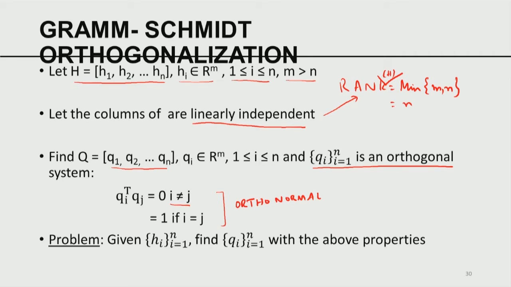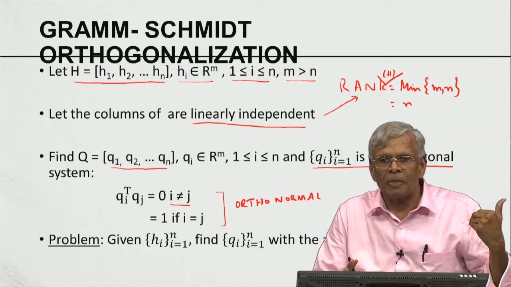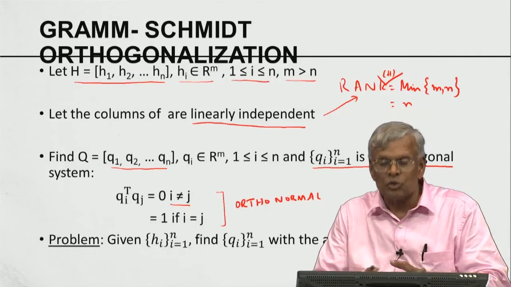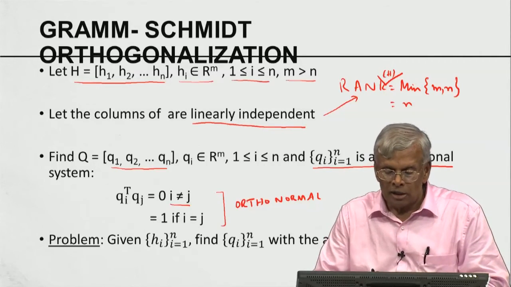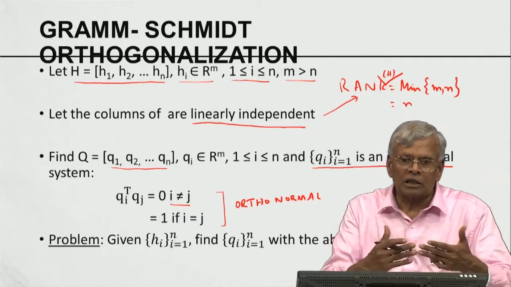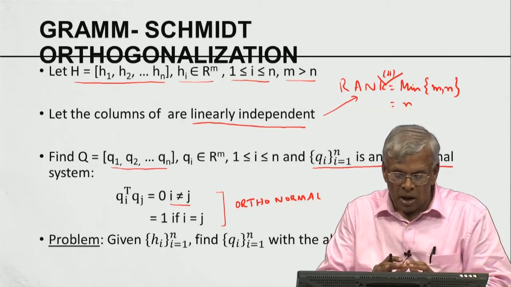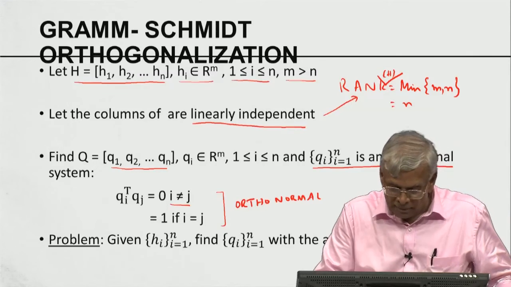So what is the problem? Given the columns of H, I need to find the columns of Q such that the columns of H are linearly independent, but the columns of Q are orthonormal. This is simply a procedure for converting a set of linearly independent columns to a set of orthonormal columns. It is a very simple procedure, and it is very fundamental, used repeatedly in several different applications in linear algebra. We have already talked about the applications in solving linear least squares problems. Now we are simply going to concentrate on how to do the decomposition itself.